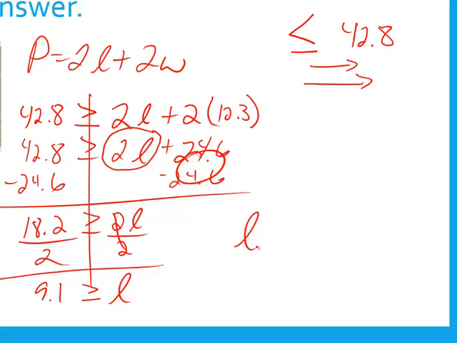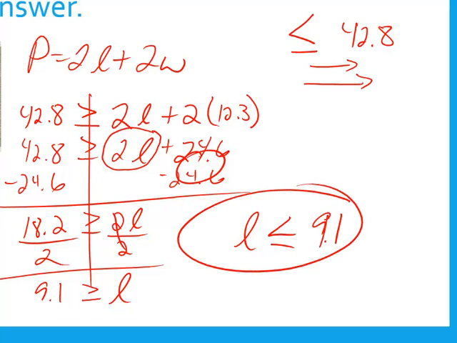So as you see, we have the L in our 9.1, and the inequality opens towards the 9.1. So it'll be a less than or equal to symbol. So L is less than or equal to 9.1. Oh, and we used feet, so it's going to be feet. So the length of your fenced-in garden can be 9.1 feet or less.